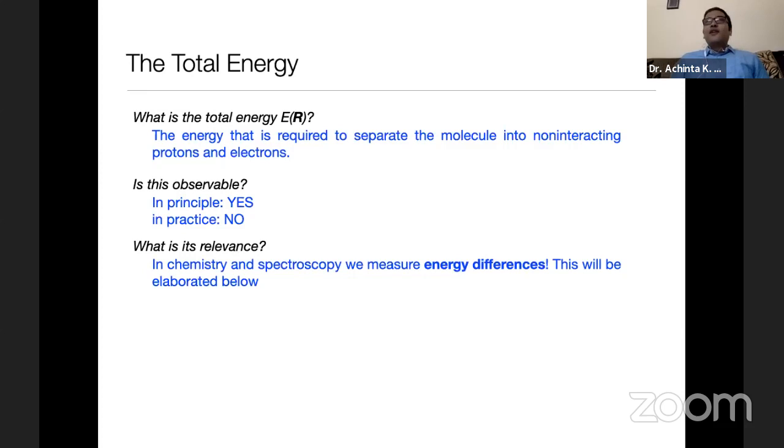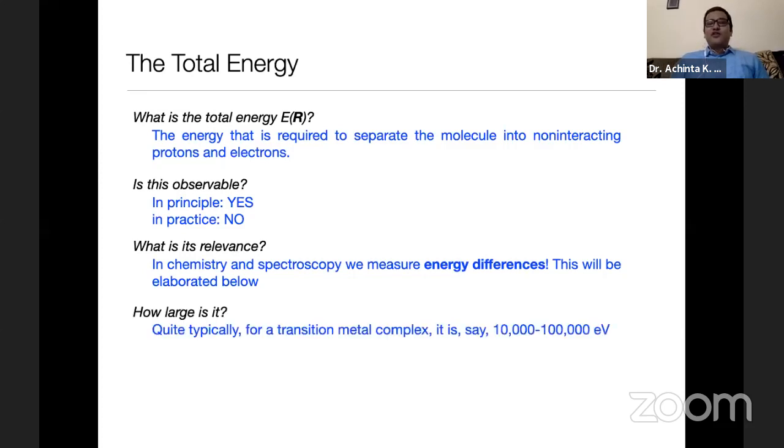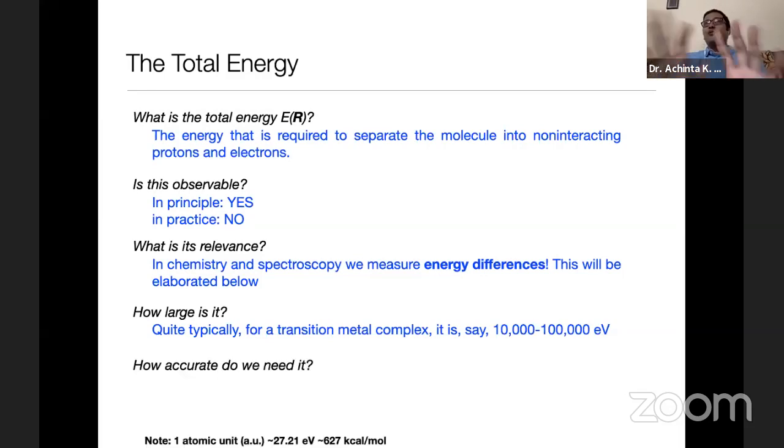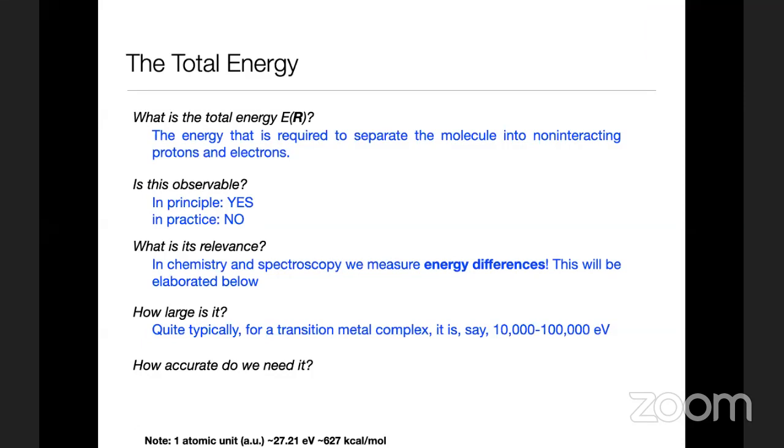Now, the question is how much is the molecule's energy? Chemists generally prefer eVs. If you have a small transition metal complex, it can be 10,000 to 1 million eV. Now, how much accuracy do we need? If I have a complex, it can be 10,000 or maybe a lakh, a million. That will be the energy.